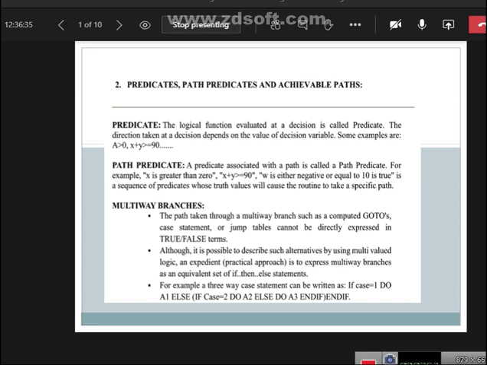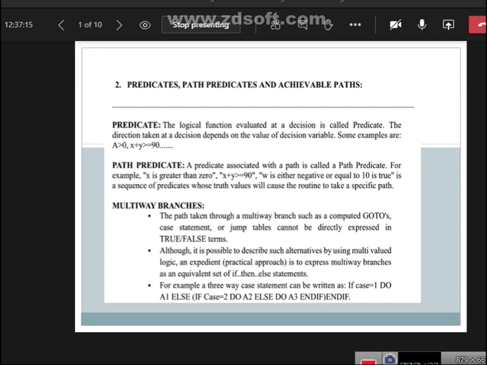Then let us see what a path predicate is. A predicate associated with a path is called a path predicate. It is something related to the path. For example, if x is greater than 0, x plus y greater than or equal to 90, w is either negative or equal to 10 is true. If one sequence depends upon another sequence, we can say that is a path predicate. It is a sequence of predicates whose truth values will cause the routine to take a specific path. To take some specific path, we have to take some truth values.